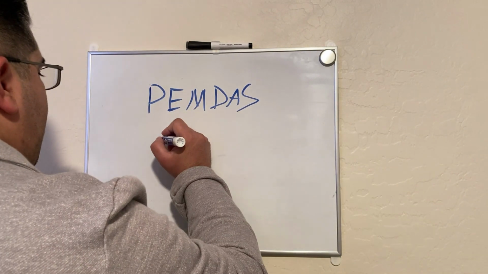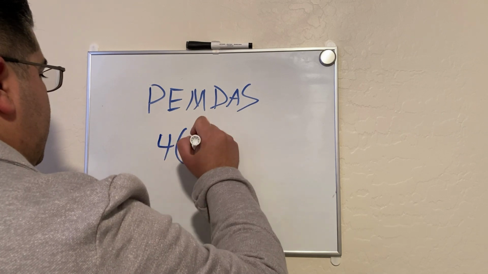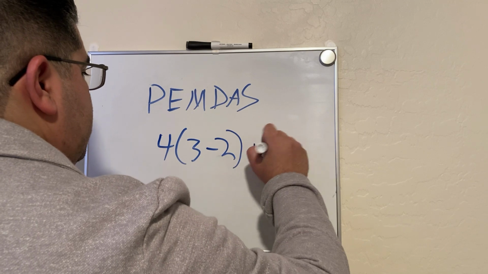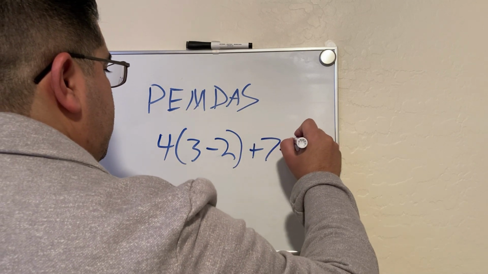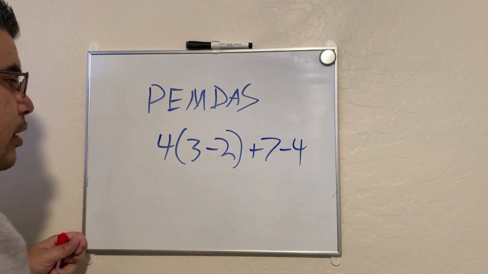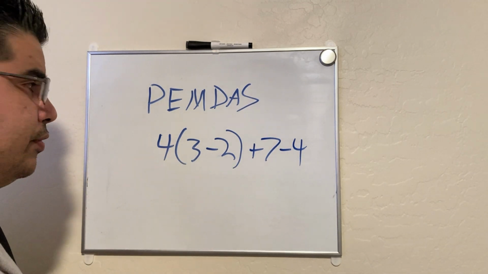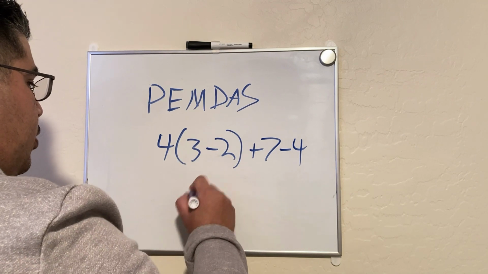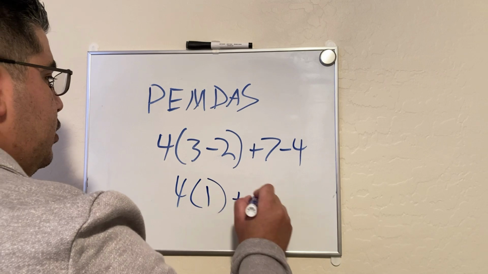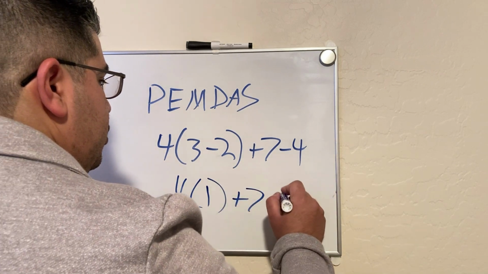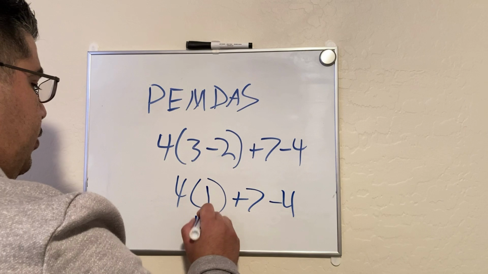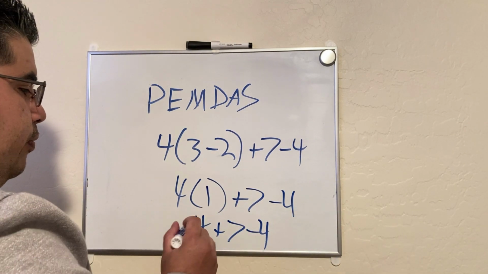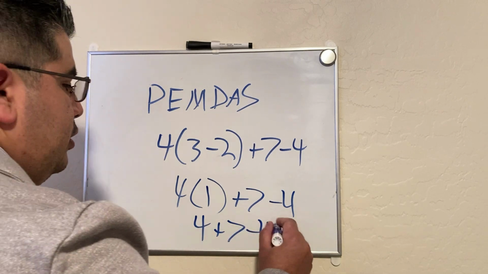So let's say we have 4 times (3 minus 2) plus 7 minus 4. All right? How do we solve this? In this case, you do what's inside the parentheses first. 3 minus 2, that'll be equal to 1, times 4 plus 7 minus 4. So 1 times 4, that's going to be 4, plus 7 minus 4. In this case, you can do it any time. 4 minus 4 is going to be 0. So that's just going to equal 7.